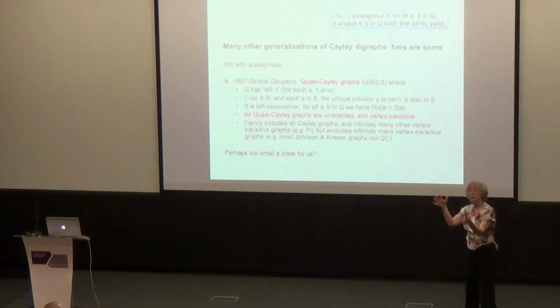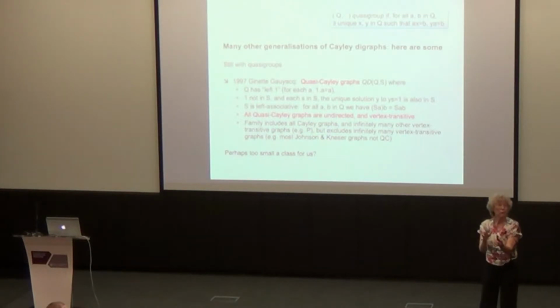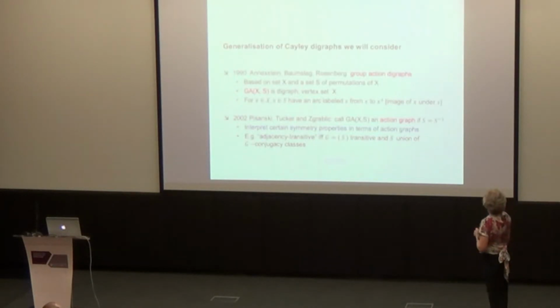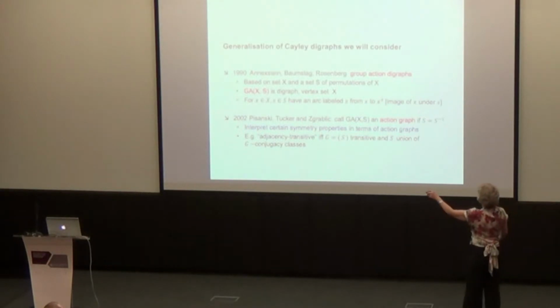So we think that maybe her class of quasi-Cayley graphs is a bit too small. It certainly contains all the Cayley graphs, but maybe too small for us. Something which I'll come back to, because this is the one we really landed on.